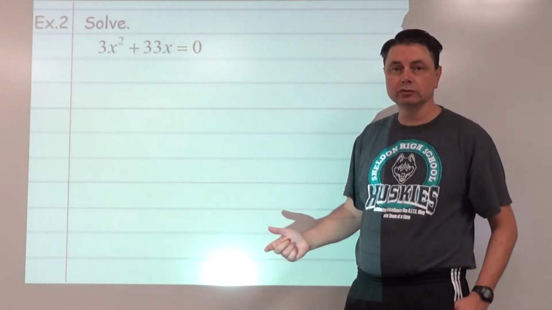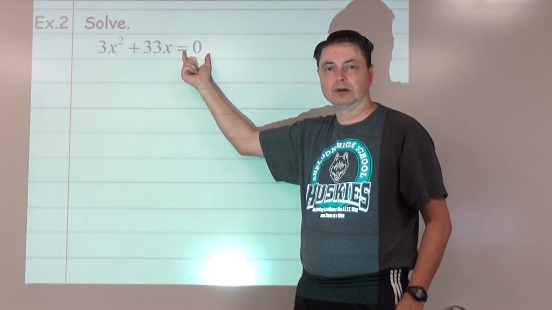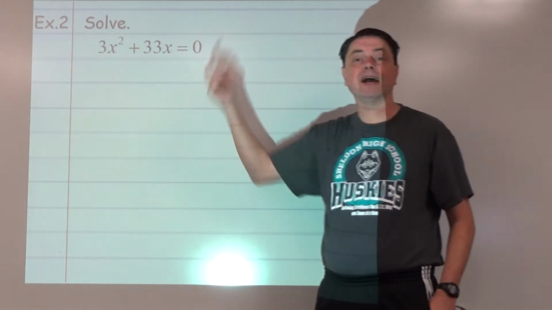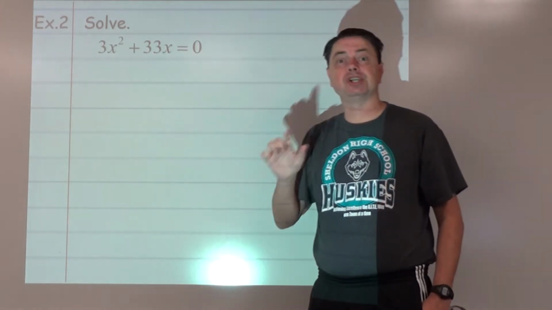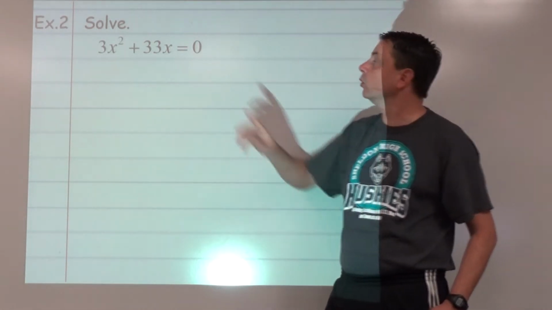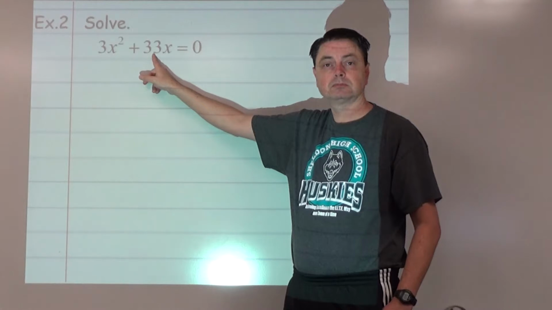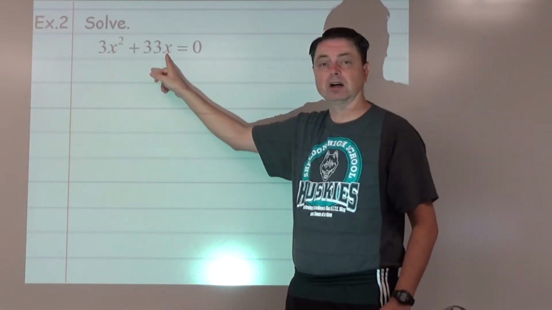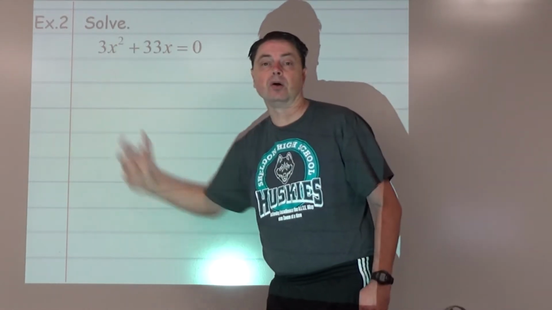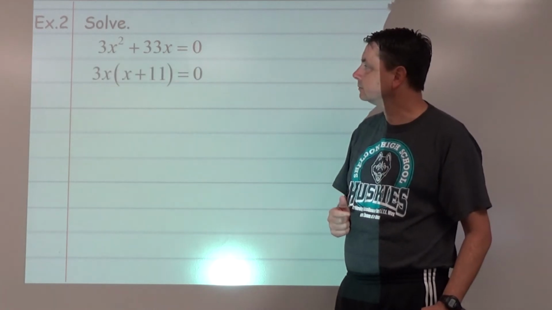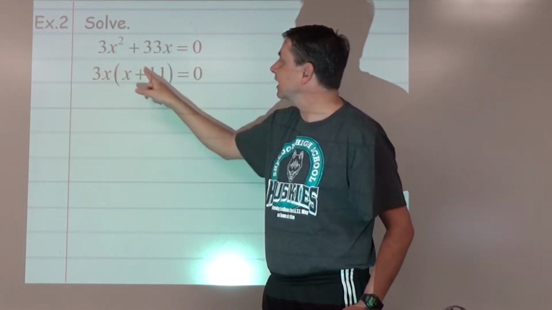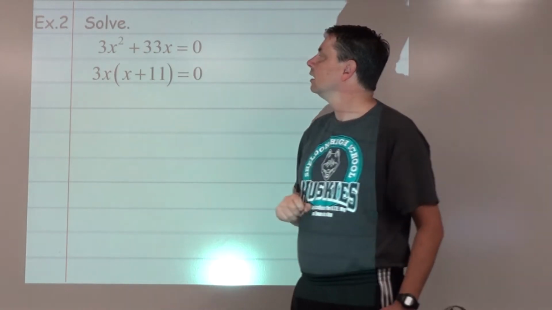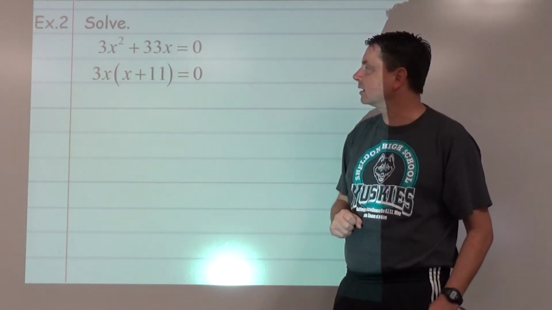Example number 2. This one's equal to 0. Let's go ahead and factor. First thing always to think of, GCF. Is there something in common? Well, there's a 3 in common. There's also an x in common. So we're going to factor out 3x. And that would leave behind 3x times x makes 3x squared. 3x times positive 11 makes positive 33x.